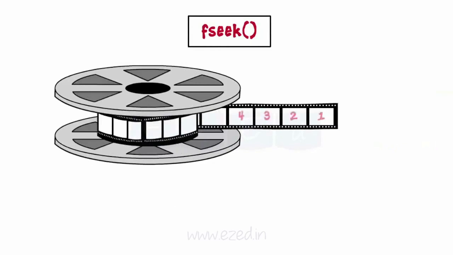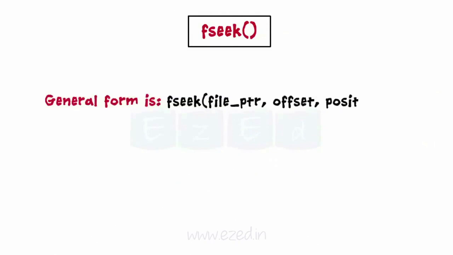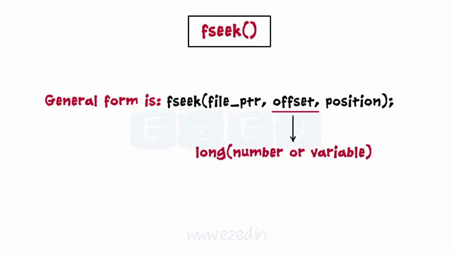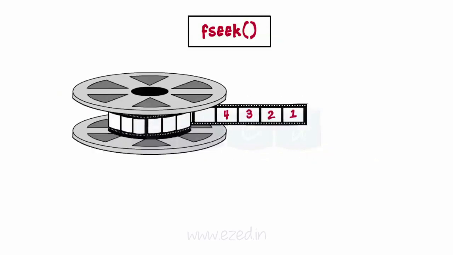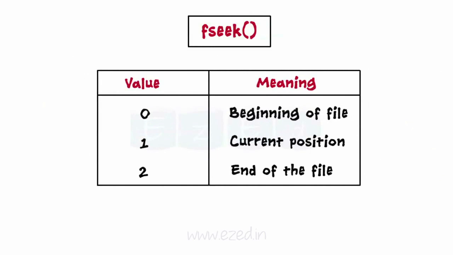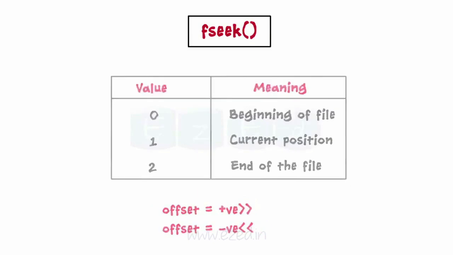The fseek function is used to move the file position to a desired location within the file. It takes the following form. File_ptr is a pointer to the concerned file. Offset is a number or variable of type long. Position is an integer number. Offset here specifies the number of positions to be moved from the location specified by position. The position can take one of the following three values. The offset may be positive, meaning move forward, or negative, meaning move backwards.